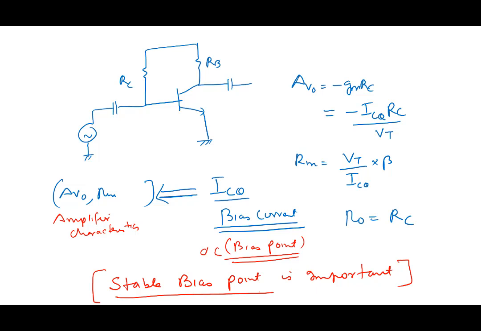Right? You want the bias point to be stable. If the bias point is not stable, if the bias point shifts, then everything of the amplifier shifts. Everything of the amplifier depends on the bias point. Right? Now the issue is, why would the bias point change? What will cause the bias point to change? What can cause a bias point to change?